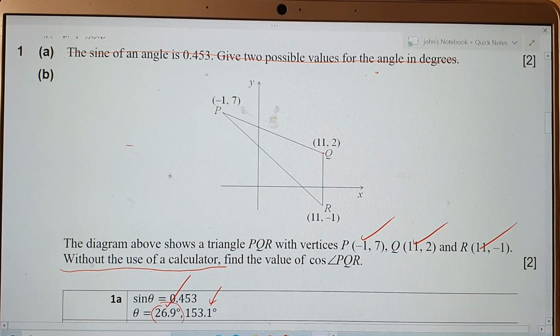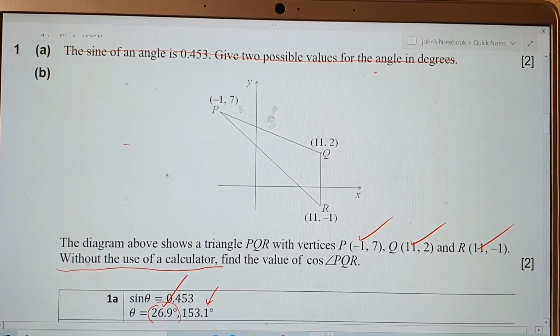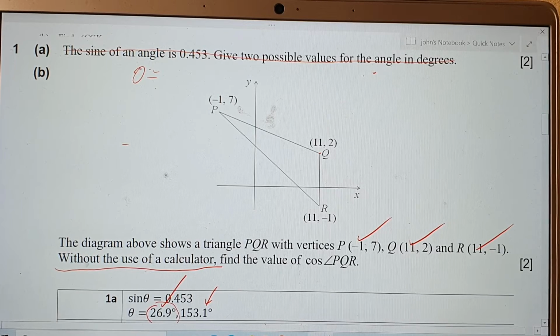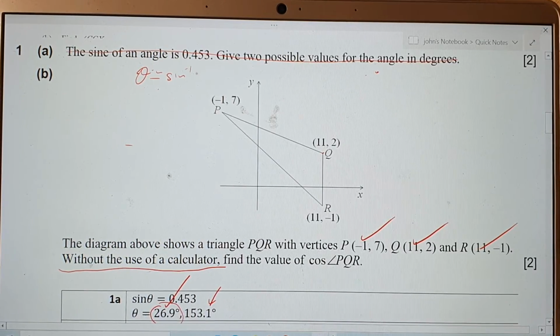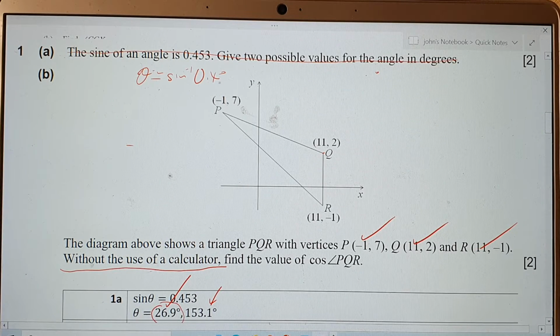That means you cannot, like just now in my part 1, go and do this sine inverse of 0.453. You cannot do this here. When they say without use of a calculator, it means you cannot use a calculator. You can use a calculator to help you check answers, but you basically need to show working. Without use of calculator means you need to show working. So what I'm going to show you now is this.